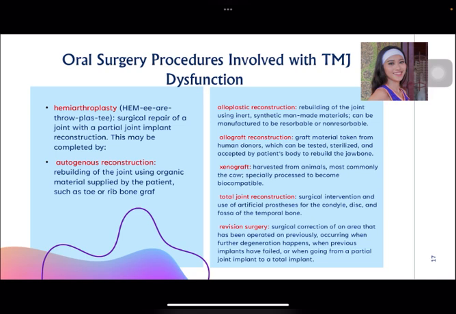And the total joint reconstruction is the surgical intervention and use of the artificial prostheses of the condyle, discs, and fossa of the temporal bone. And the revision surgery, surgical correction of an area that has been operated on previously, occurring when further degeneration happens, when obviously implants have failed, or when going from a partial joint implant to a total implant.